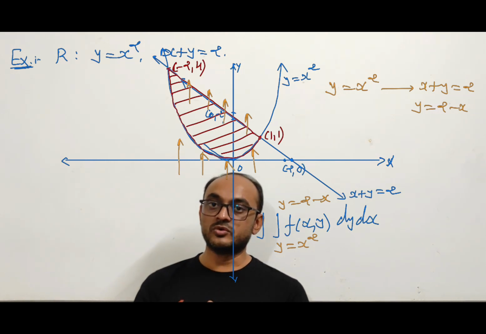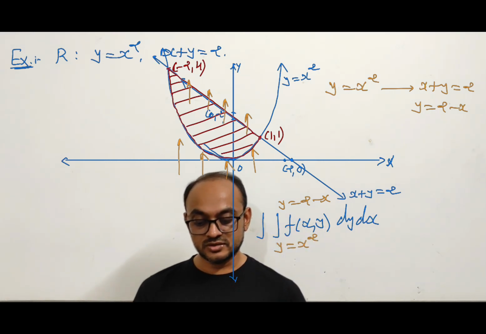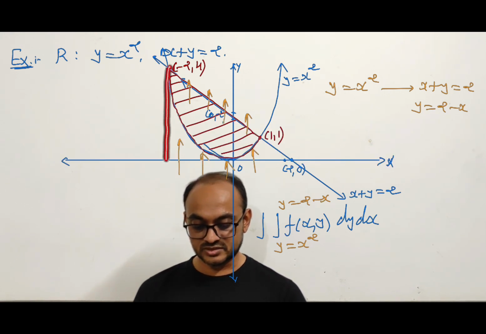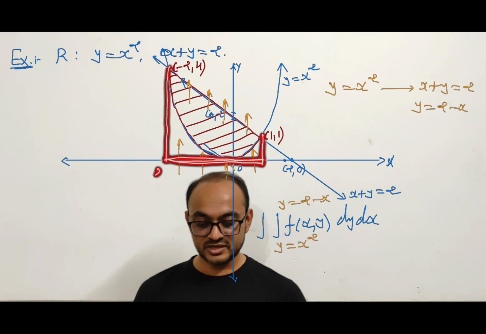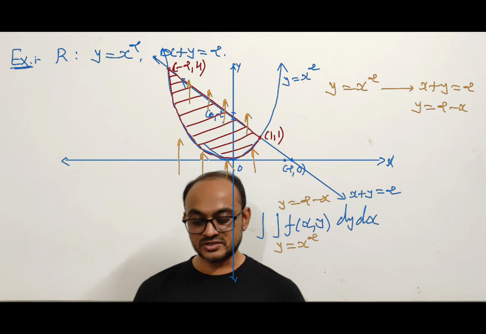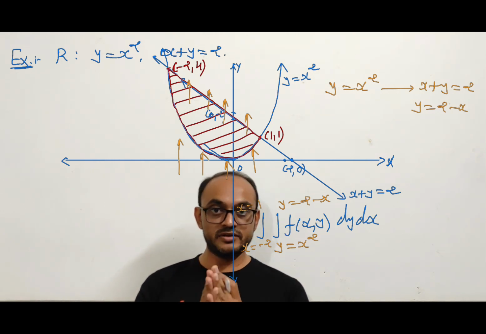For x, what we have to do? Find out the portion of the x-axis which is covered by the region. The portion of the x-axis from this to this. What is the value of x here? Minus 2, and the value of x here is 1. So x is equal to -2 becomes the lower limit, x is equal to 1 becomes the upper limit. Is this clear? dy dx.